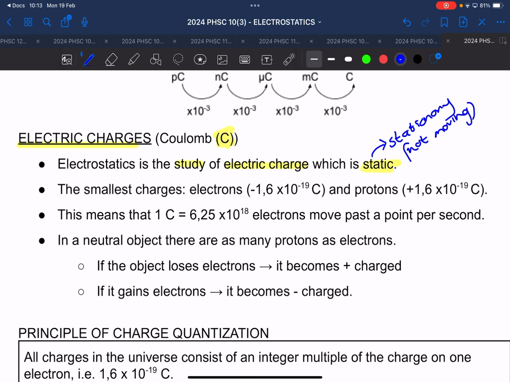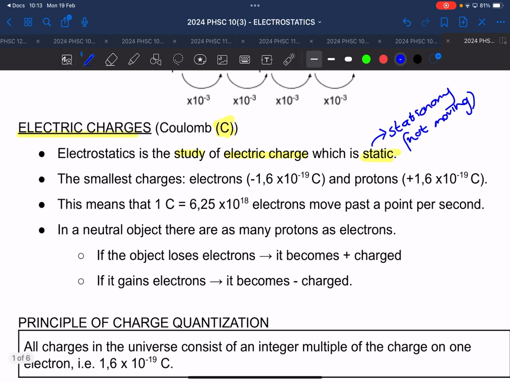So static means charges, particles that are not moving, they are staying where they are. Now, the smallest particles that we know of currently are electrons and protons. Electrons have a charge of 1.6 times 10 to the power negative 19, and it's negative. And protons have exactly the same size, but it is positive.